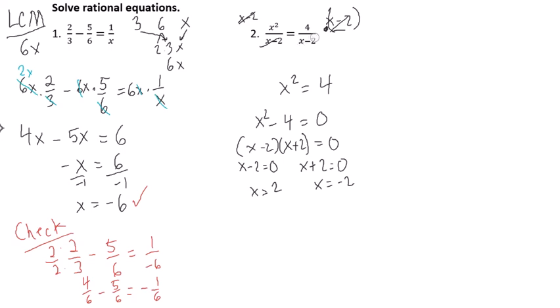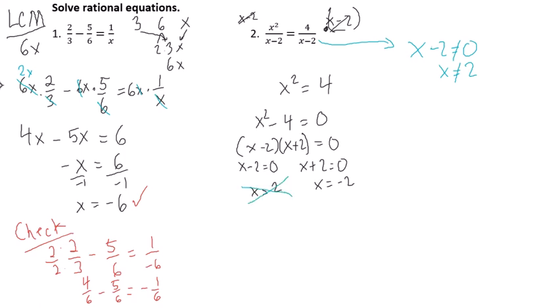So let's go ahead and look back here at the original problem. There are restrictions here on this domain. What value of x will make this equal to 0? If we set x minus 2 equals 0, we get x equals 2. That's my denominator here. So x cannot equal 2. If x equals 2, we divide by 0, which is undefined. So x equals 2 cannot be a solution.